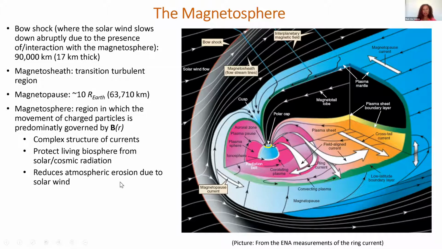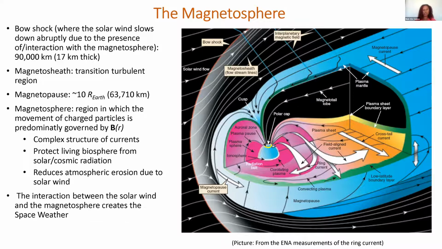And it also has an impact reducing atmospheric erosion due to the solar wind. So the neutral atmosphere would get quickly lost if there was a direct interaction with the solar wind. So the magnetosphere also protects the neutral atmosphere. It's very far from the ground in this system, but still is an important effect of protecting it. And the interaction between the solar wind and the magnetosphere creates space weather. And as we'll see along the way, there are some new components now, as it's also a result of the solar energy, but as I mentioned, coming from below and making its way back out to space.